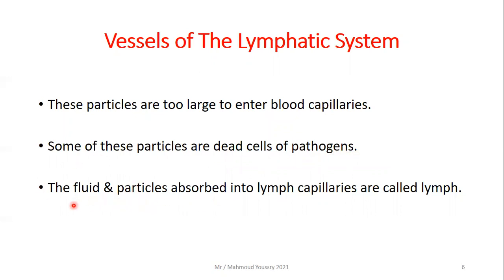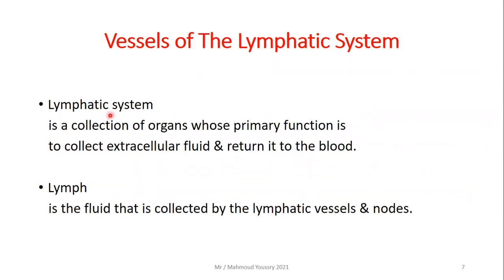The fluid that leaked from the blood vessels and the particles absorbed into lymph capillaries are called lymph. So the lymph capillaries are the vessels of the lymphatic system, but the lymph itself is the fluid, including the particles inside. So again, the lymphatic system is a collection of organs whose primary function is to collect extracellular fluid. Extracellular means the fluids that are outside the cells, and return it to the blood. And what is lymph? Lymph is the fluid that is collected by the lymphatic vessels and nodes. We will know what nodes mean later.